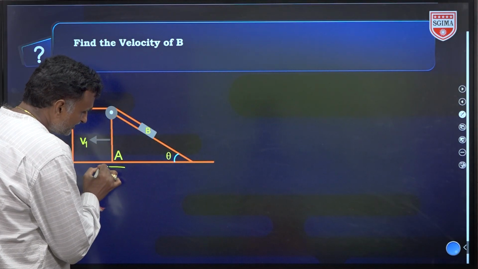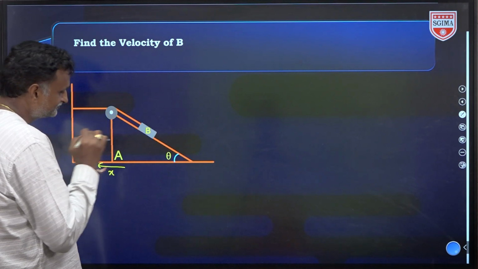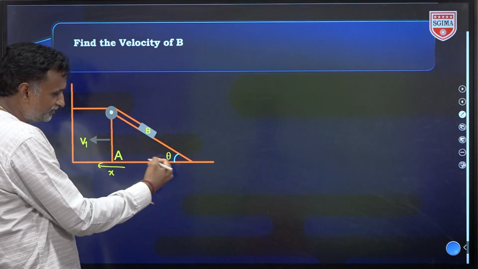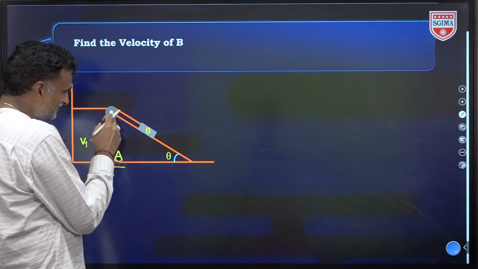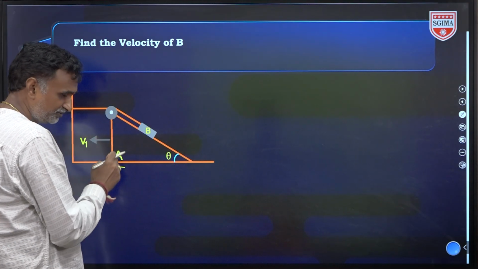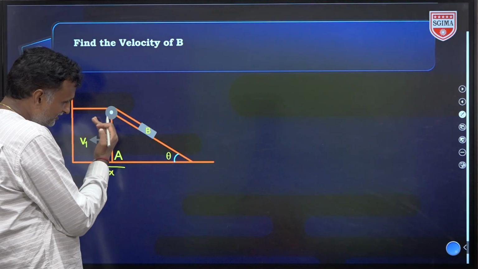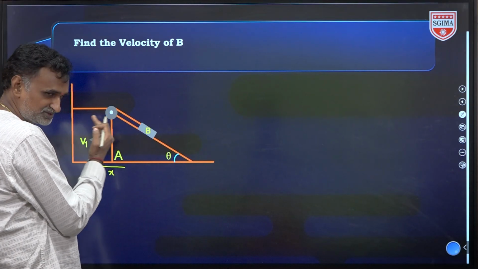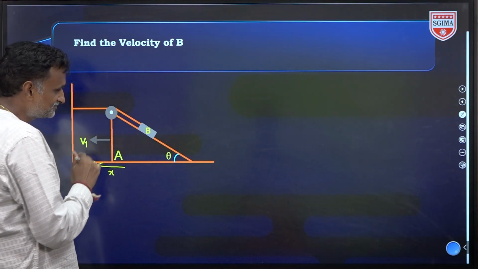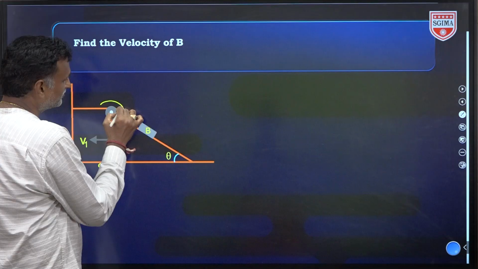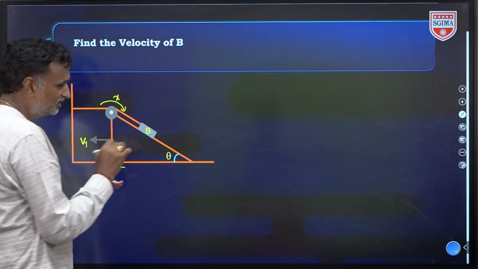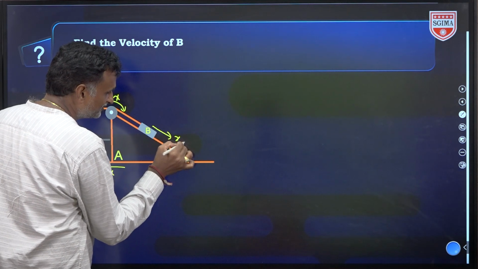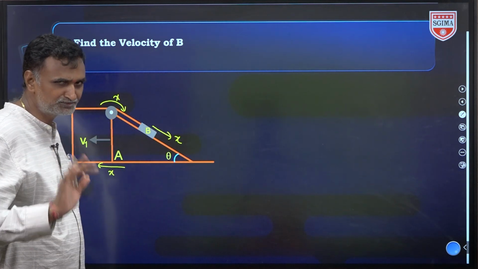Suppose it has covered a displacement x, meaning this wedge A covered a displacement x. Then this pulley is also fixed to A, so it also moves backward, meaning left side, by displacement x. Then how much string becomes loose here? x, right? And it falls by a distance of x, undoubtedly.